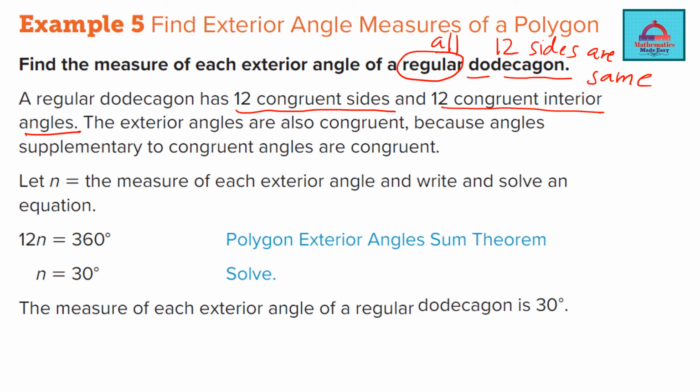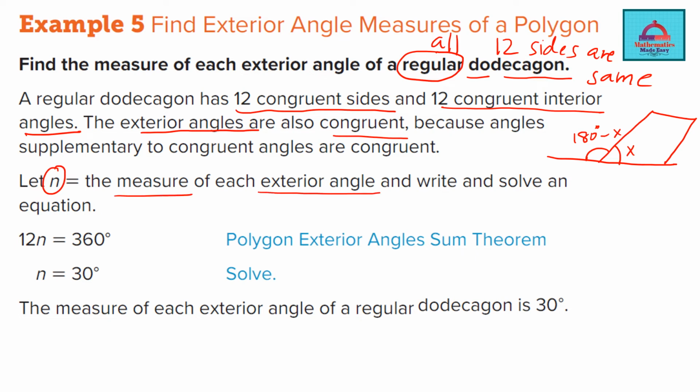Now, the exterior angles will also become congruent because angles supplementary to congruent angles are congruent. If you look at this parallelogram, this is interior angle x, then this is exterior angle 180 minus x, right? So they are supplementary. The sum of interior plus exterior is 180 degrees. That's why the exterior angles are also going to be congruent, and let n be the measure of each exterior angle, and let's write an equation and solve it.